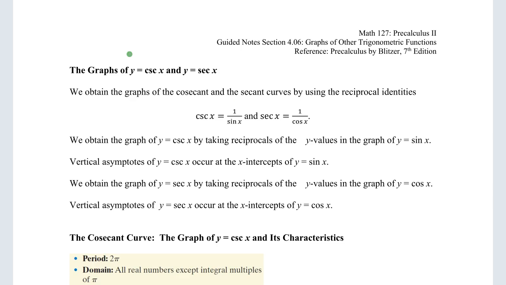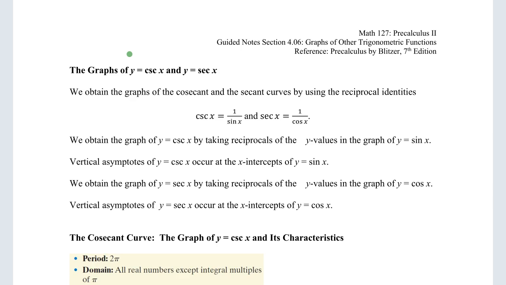So let's move on with the graphs of the cosecant and secant function. The next two functions are different from tangent and cotangent because they are reciprocal functions of the sine and cosine. Recall that cosecant x is simply 1 over sine x, and secant x is equal to 1 over cosine x.